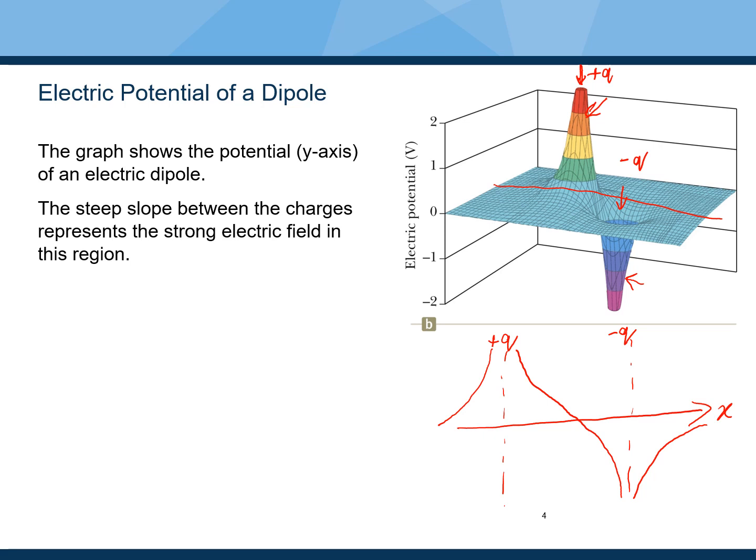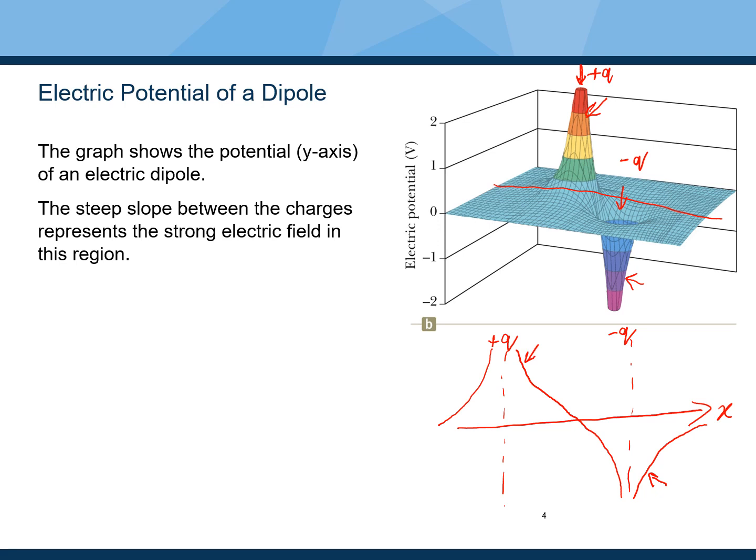So we see that this is the potential drawn along one direction, along the x direction, for a dipole, which is a pair of positive and negative charges. Close to the negative charge, we see a valley of potential developing. Close to the positive charge, we see a peak of potential developing.